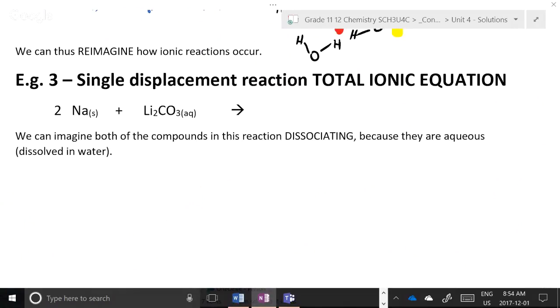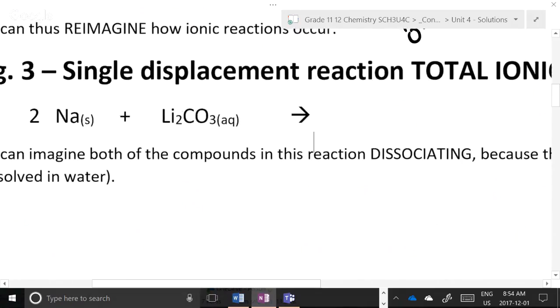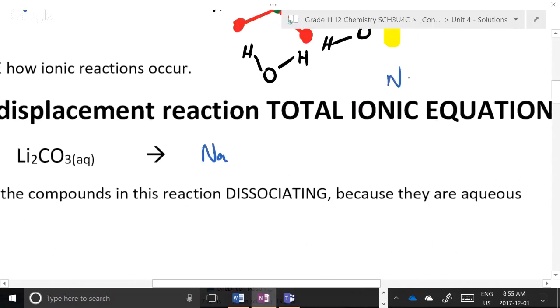Okay, so in a single displacement reaction, what's going to happen? So we end up with sodium. And what charge does sodium take? +1. And carbonate has what charge? -2. So do I need more of any of these? Yeah, so I need 2 of these guys.